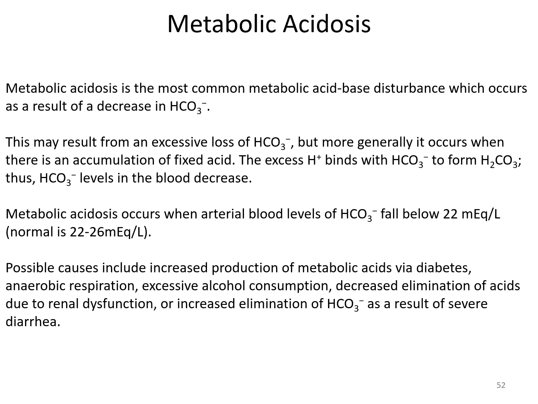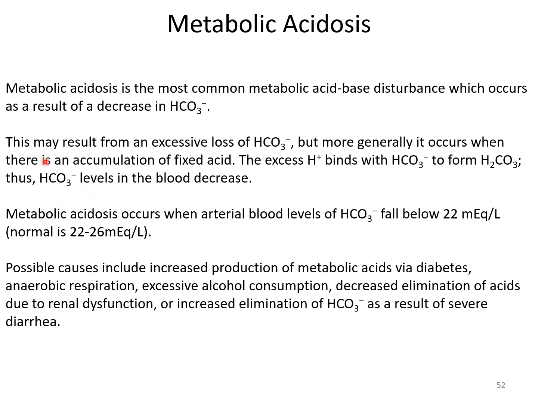The next one is metabolic acidosis. Metabolic acidosis is the most common metabolic acid-base disturbance, and it happens as a result of a decrease in bicarbonate. This can result from excessive loss of bicarbonate, but more often than not, it occurs when there's an accumulation of fixed acid. Maybe your body lost too much bicarbonate, but mostly it's because you accumulated too many hydrogen ions. The excess hydrogen ion binds with the bicarbonate that you already had to form carbonic acid.